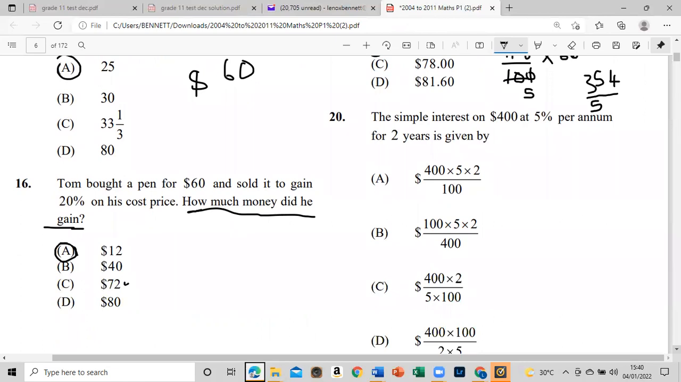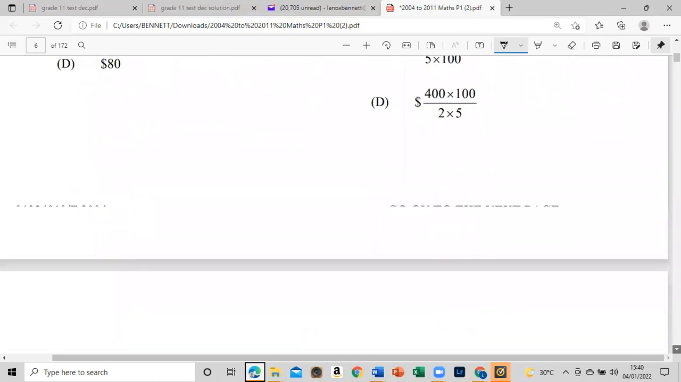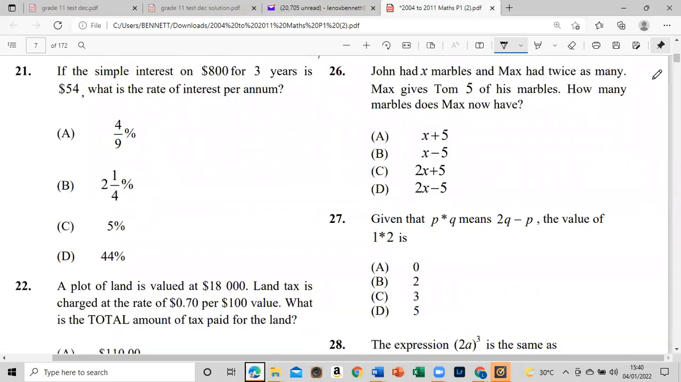Alright, the simple interest on $400 at 5% per annum for 2 years is given by simple interest. So simple interest is P times T times R, and the 100 comes from the rate, right? So basically you want 100 there. Move this one. I have to go down further. Principal of 400 and so on. 21, let's go.